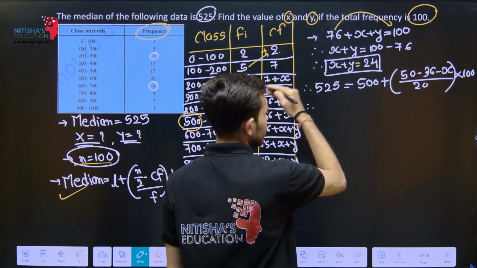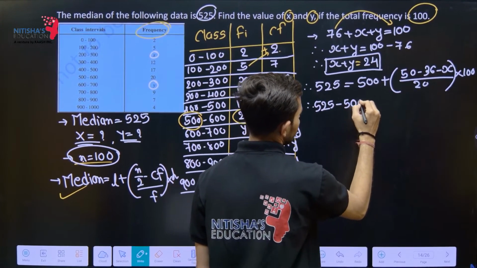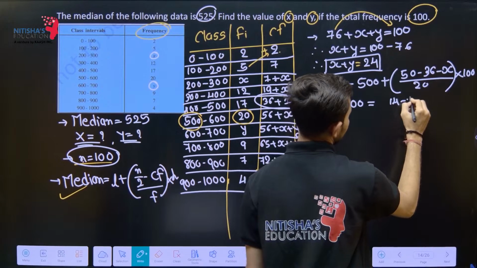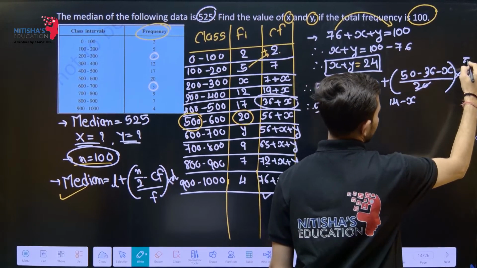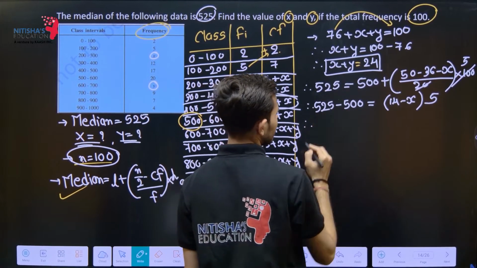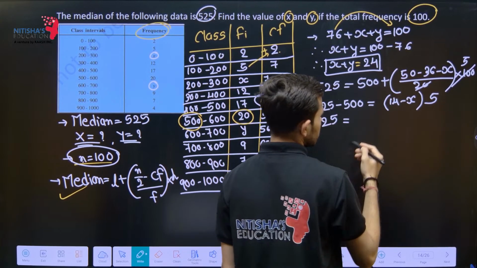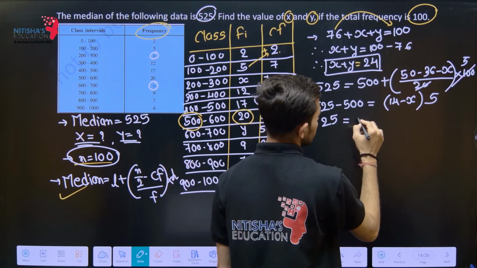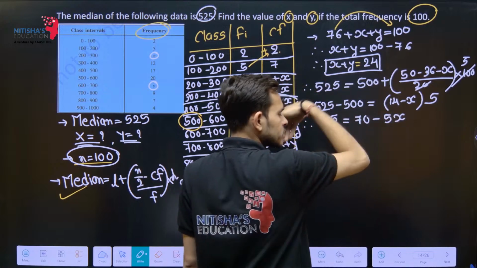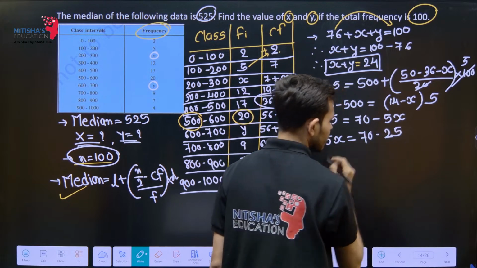Okay, next. We are transposing 500 to the left hand side, so it will be 525 minus 500 is equal to 50 minus 36, so it becomes 14 minus x, and here 20 into 5 is 100, so 5 will remain. Now 525 minus 500 will be 25. Just distribute this, so 14 into 5 is 70 minus 5x. Transpose this minus 5x to the left side, then it will become 5x is equal to 70 minus 25.